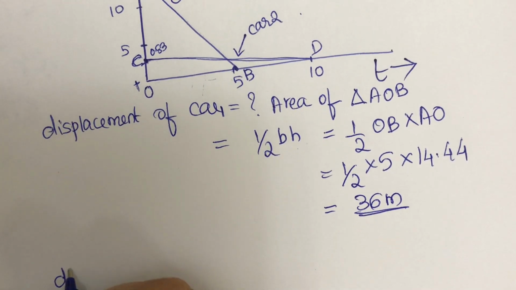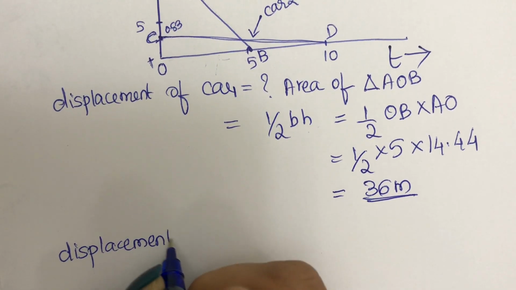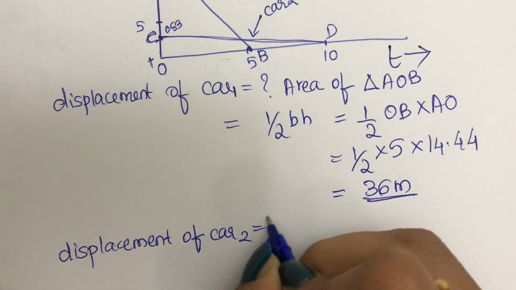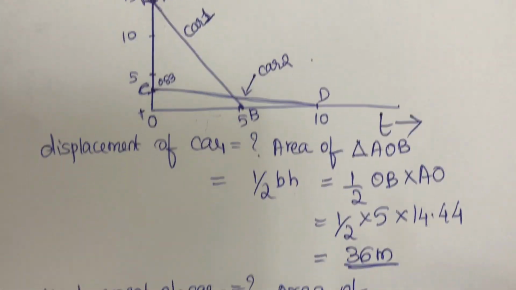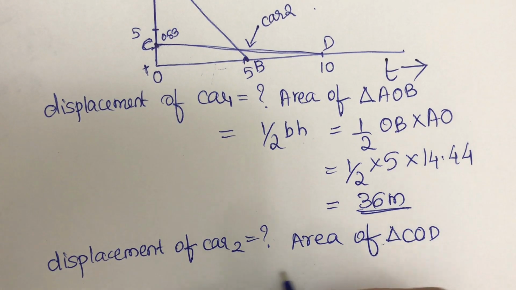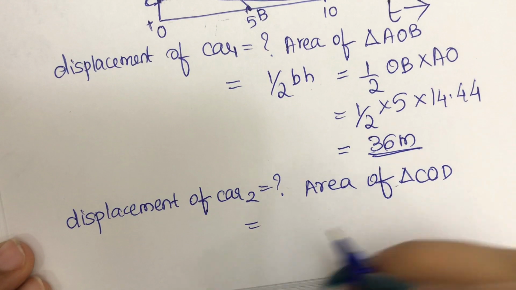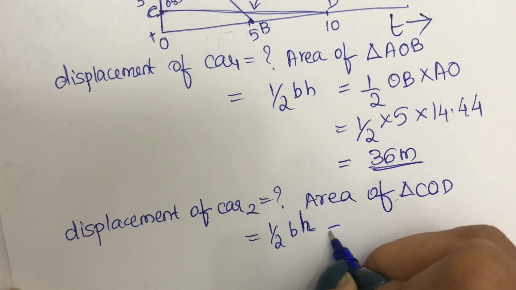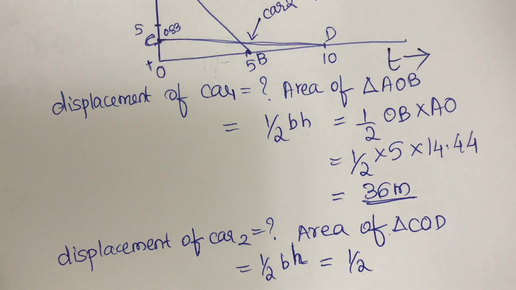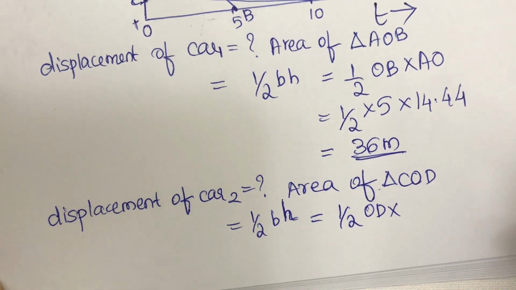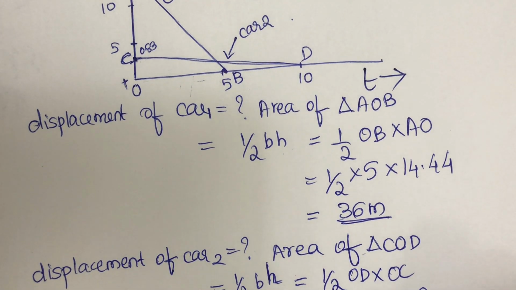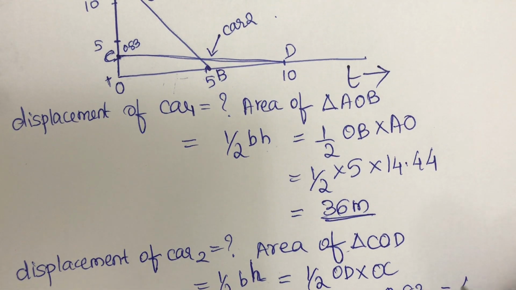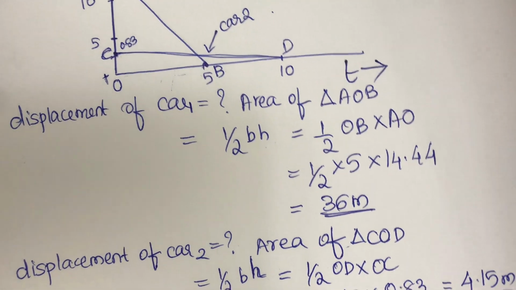Now we have to find the displacement of car 2. That is the area under the triangle COD. Area of triangle COD is half base into height. The base is OD, and the height is OC. So half into OD, which is 10, and OC is 0.83. When we calculate, we'll get 4.15 meter.